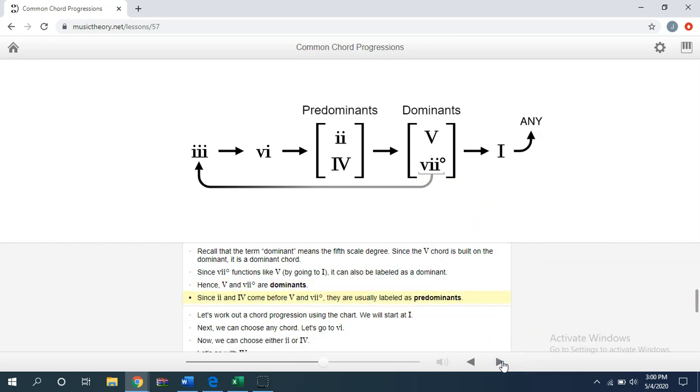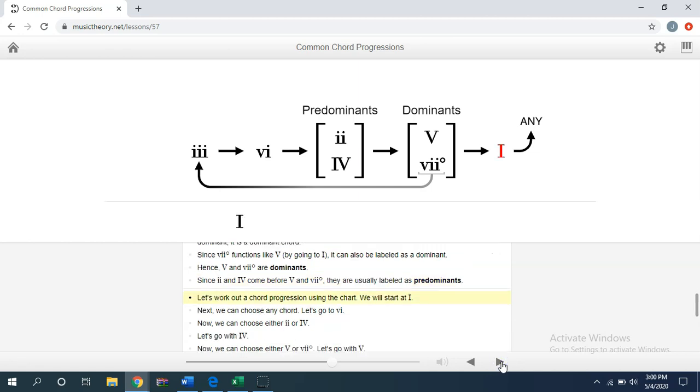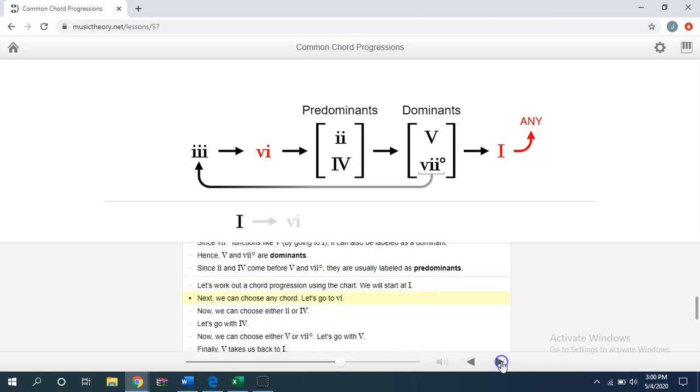1 and 4 lead into a dominant chord, so they're going to be called predominants. Makes sense? They happen before a dominant chord does. So let's look at the chord progression using the chart. We're going to go ahead and start with a 1. So a 1 can go anywhere. We can choose any chord we want. Let's choose a 6. Great.